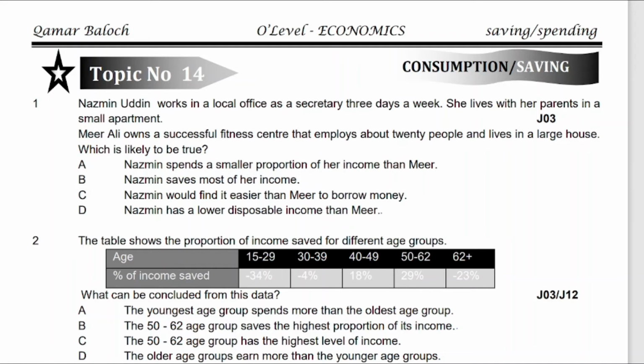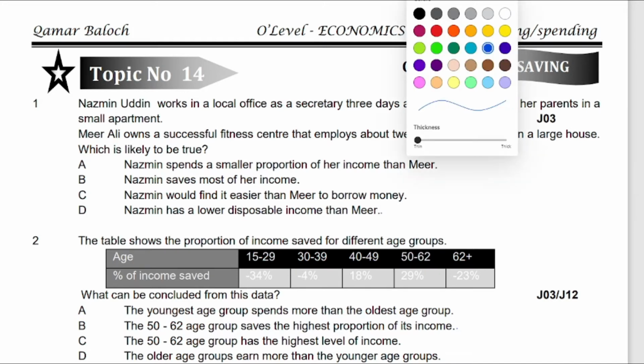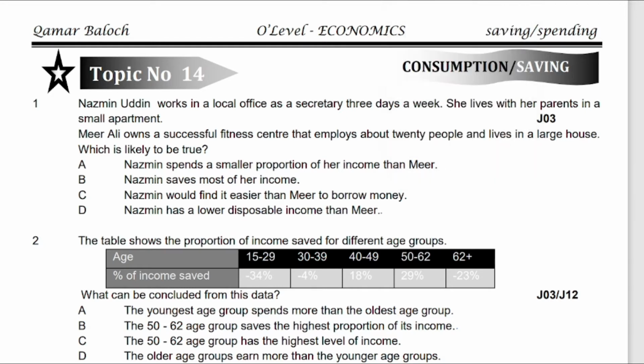Okay, everyone, this is the topic for now: saving, spending, and borrowing. Saving is that part of income which is left after spending, and spending is that part of income which is consumed, and borrowing is basically getting loans from financial institutions. So this is the topic for discussion now, and I will be explaining MCQs relevant to this.